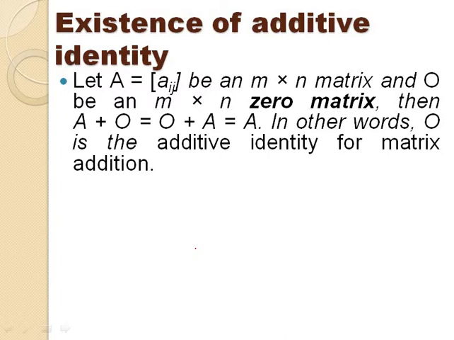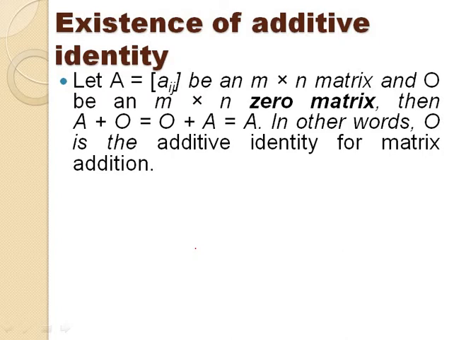Whenever we did integers, we had already seen that an additive identity exists for integers. That means that identity, when added to any integer, does not change the result. That means addition or subtraction of the identity to any term does not change the term. Here also it is the same thing.